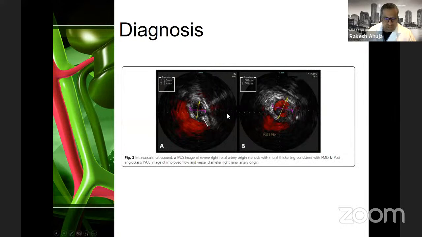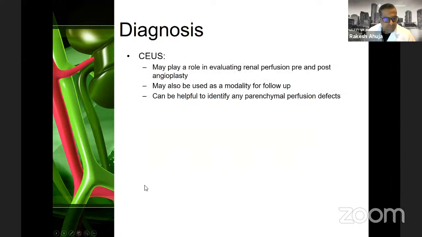This is one of the images from the article again, where you see there's significant narrowing, severe right renal artery origin stenosis with mural thickening. This is the mural thickening part, which is consistent with FMD, and a post angioplasty IVUS image with significantly improved flow and vessel diameter, which you can see here, 2.6, 3.6. Although it's just a millimeter, that is what pretty much makes the huge difference in kids.